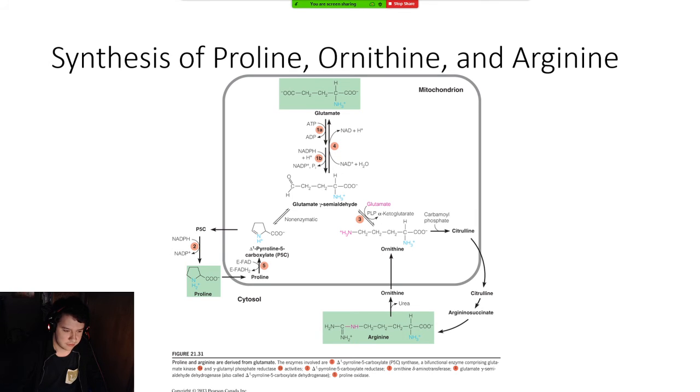So it has two roles. One role is obviously for arginine synthesis. So when someone needs arginine, this is a way to make arginine. But in other cases, it just cycles and disposes of nitrogen as urea, rather than as ammonia.